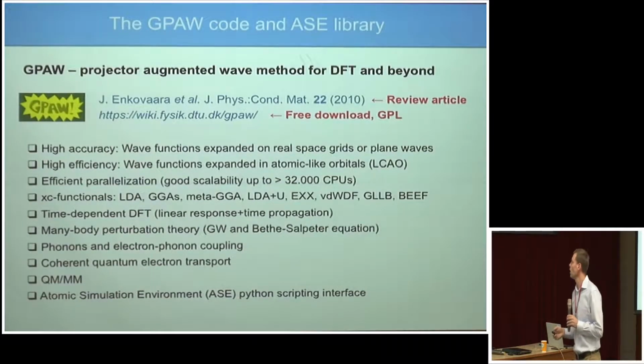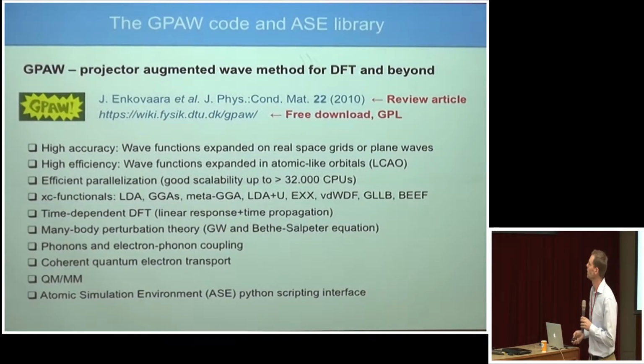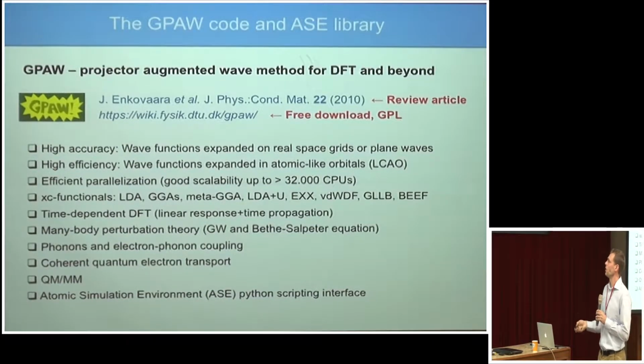Okay, so the code we're using at DTU, at the physics department, is GPAW. It's based on the projector augmented wave method. And it's free under a GPL license. You can download it and use it. It's open source. It has a number of functionalities.